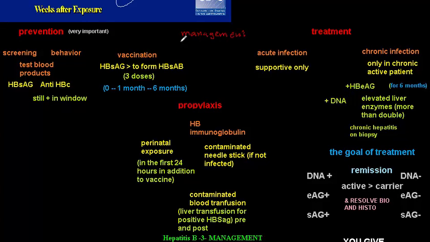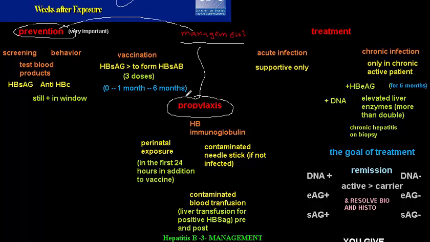Okay, now the management of hepatitis B virus. The management of hepatitis B virus is categorized into three categories: the first thing is prevention, how to prevent the hepatitis B virus; second, the prophylaxis of hepatitis B virus; third is when to treat, what is the treatment of hepatitis B virus.